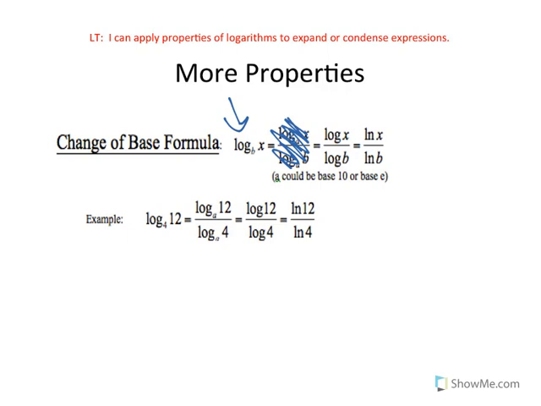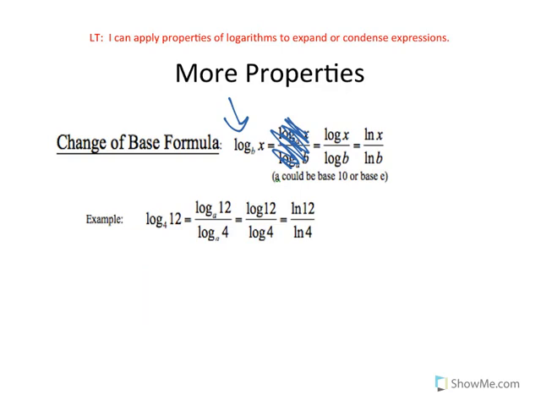Okay? But remember, one of the properties that we learned was that log with the base e of x is the same thing as the natural log of x. So I could technically rewrite log base b of x as the natural log of x divided by the natural log of b. It'll give me the same answer.